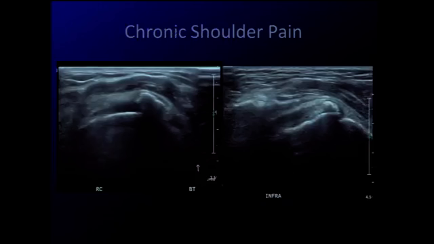Now, over time, that deposit may evolve in its appearance, and the center may become more hypoechoic to anechoic with posterior acoustic shadowing. This is another case of calcific tendinosis involving the infraspinatus tendon in this case. And here we have that deposit in long axis view.